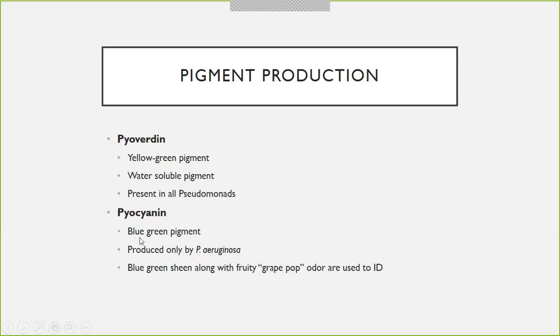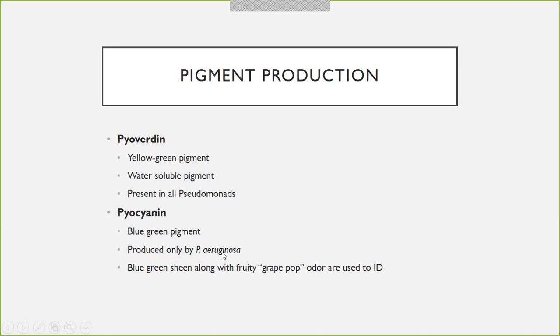So in this case, it's a blue or blue-green pigment. Altogether, it looks like this really pretty metallic-y sheen that has all these colors to it because of the pigments that get produced. So Pseudomonas aeruginosa will produce both pigments. All Pseudomonas will produce just the one. The rest don't produce the pyocyanin except aeruginosa.